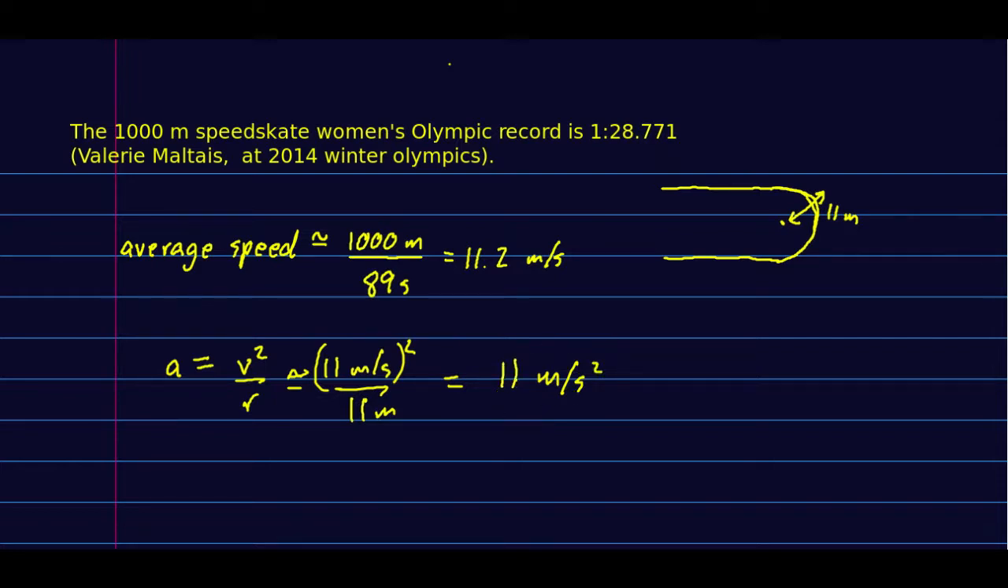The thing that's impressive about that is that it is somewhat larger than acceleration due to gravity, which you could never manage off ice without skates because you just don't have the traction, but with the blades biting into the ice, you can manage accelerations higher than g.